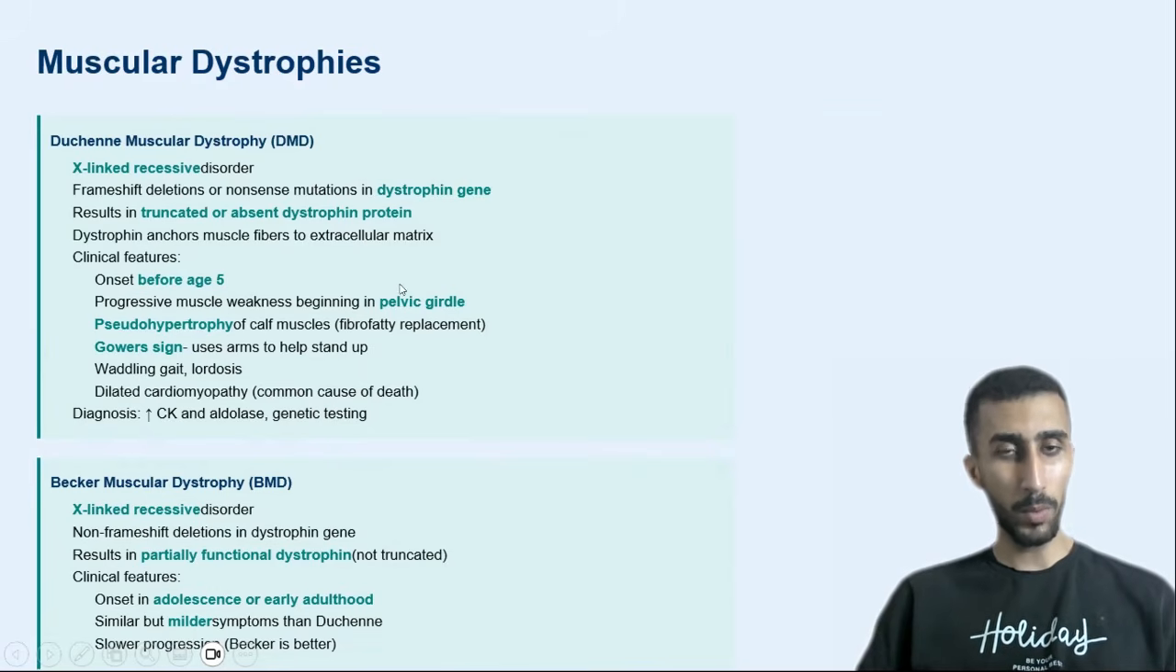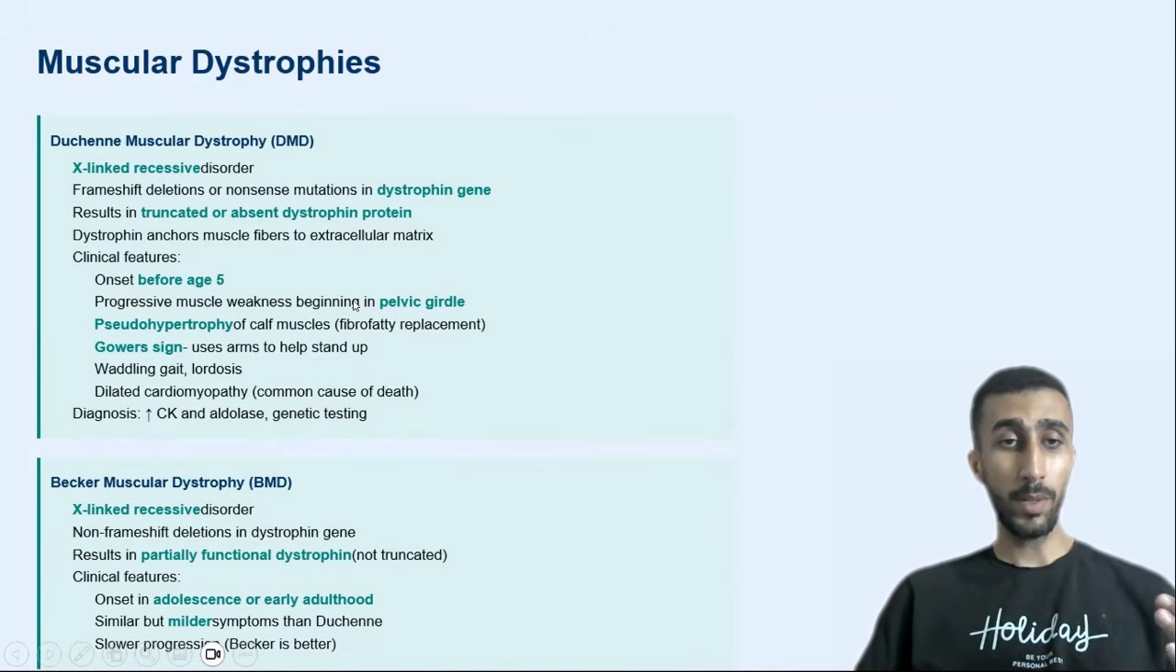So a rule of thumb, for most of the diseases that have dilated cardiomyopathy, when you are asked about the cause of death, it's probably related to the heart. So dilated cardiomyopathy is the cause of this. And the diagnosis: increased CK, creatine kinase, and aldolase, and of course genetic testing is the confirmatory test.